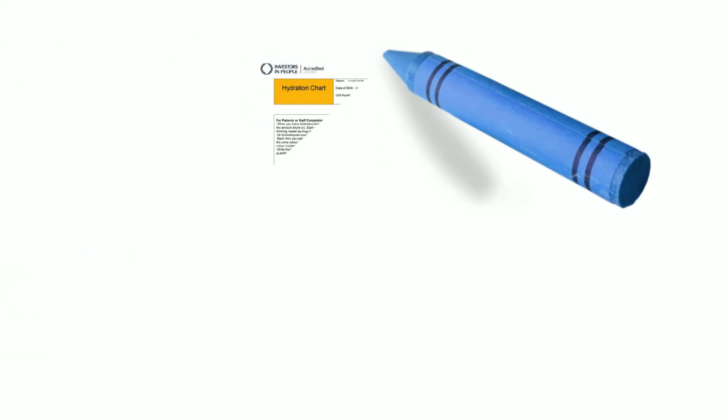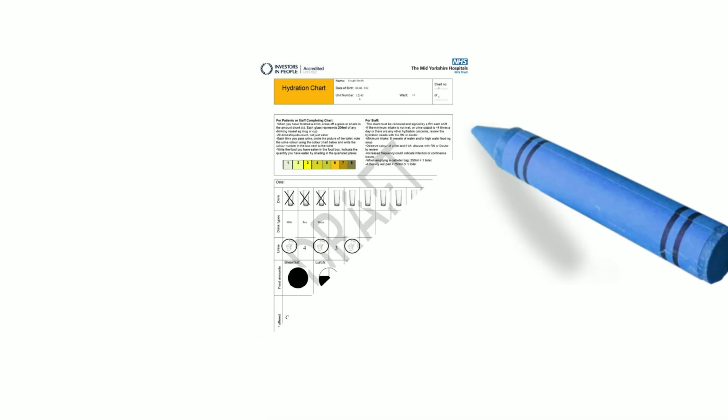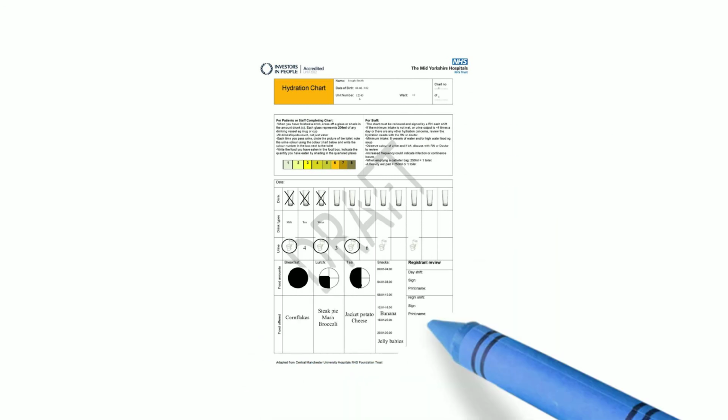The fourth section of the chart is for the food intake of the patient. There are boxes to document what food has been offered, and the circle can then be shaded depending on how much the patient has eaten. To the side of the food amounts column, there is a section for any snacks the patient has consumed throughout the day to also be recorded.